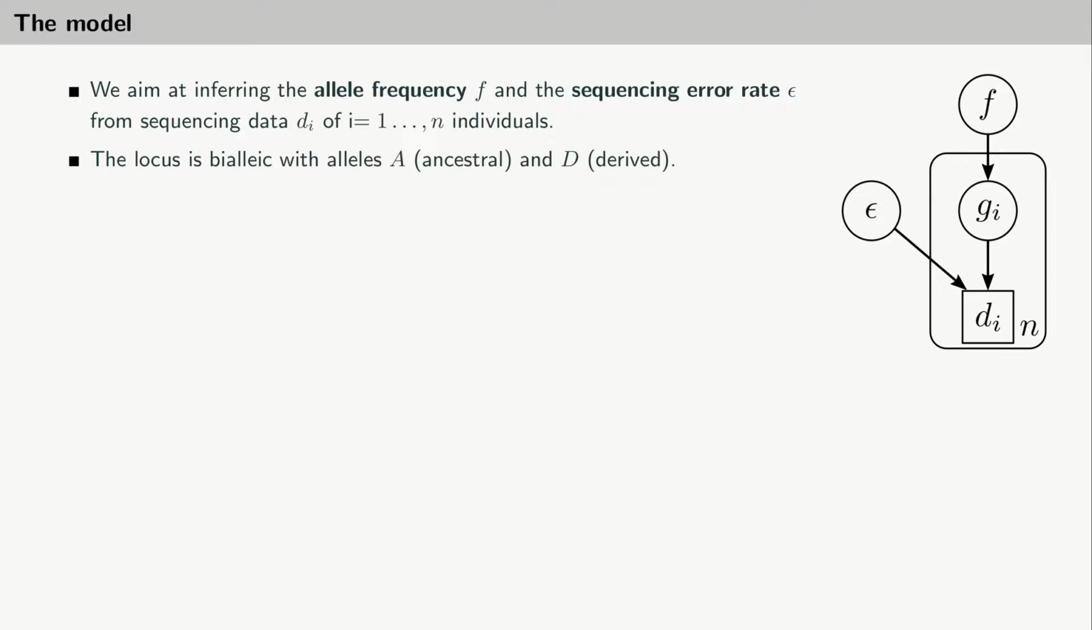First, the locus concerned shall be biallelic. That is, it only contains two alleles, the A allele, the ancestral allele, and the D allele, the derived allele. The genotypes G shall denote the number of derived alleles. That is, a genotype of 0 would correspond to a genotype consisting of only ancestral alleles, that is, homozygous ancestral. The genotype 1 would be the heterozygous genotype, and the genotype 2 the homozygous derived genotype.